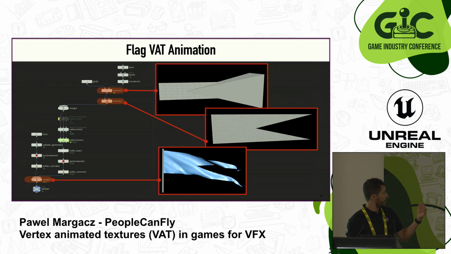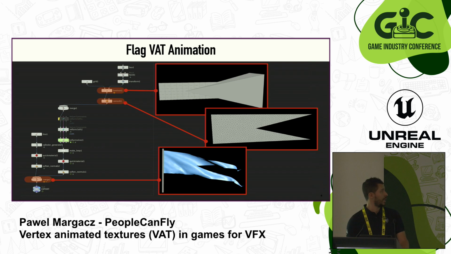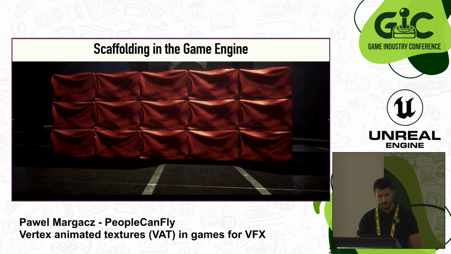Then we go into the Make Loop node. Make Loop is actually part of the Side Effects Labs plugins, but I'm going to talk about this in the next few slides. And then I'm just having the Export node, which I'm going to plug into the VAT node in the out section of Houdini.